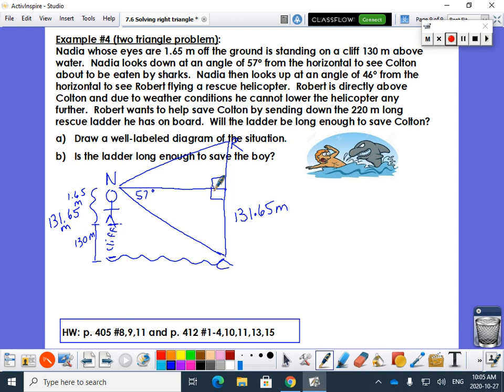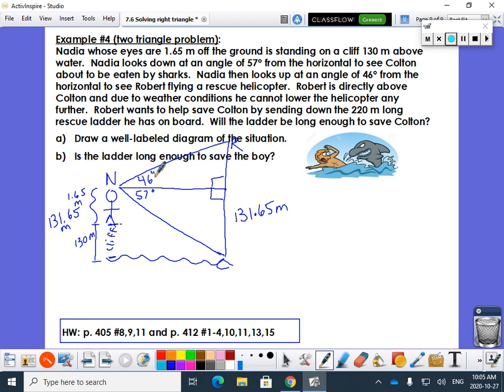Okay, we're almost there. Let's just get through this. It just takes a lot of time to draw the triangle here. It's step by step by step. Robert is directly above Colton, and due to weather conditions, he cannot lower the helicopter any further. So Robert is here in a helicopter, and Robert is directly above Colton. So this makes sense. Robert's up here. This is our angle of elevation, which is 46.